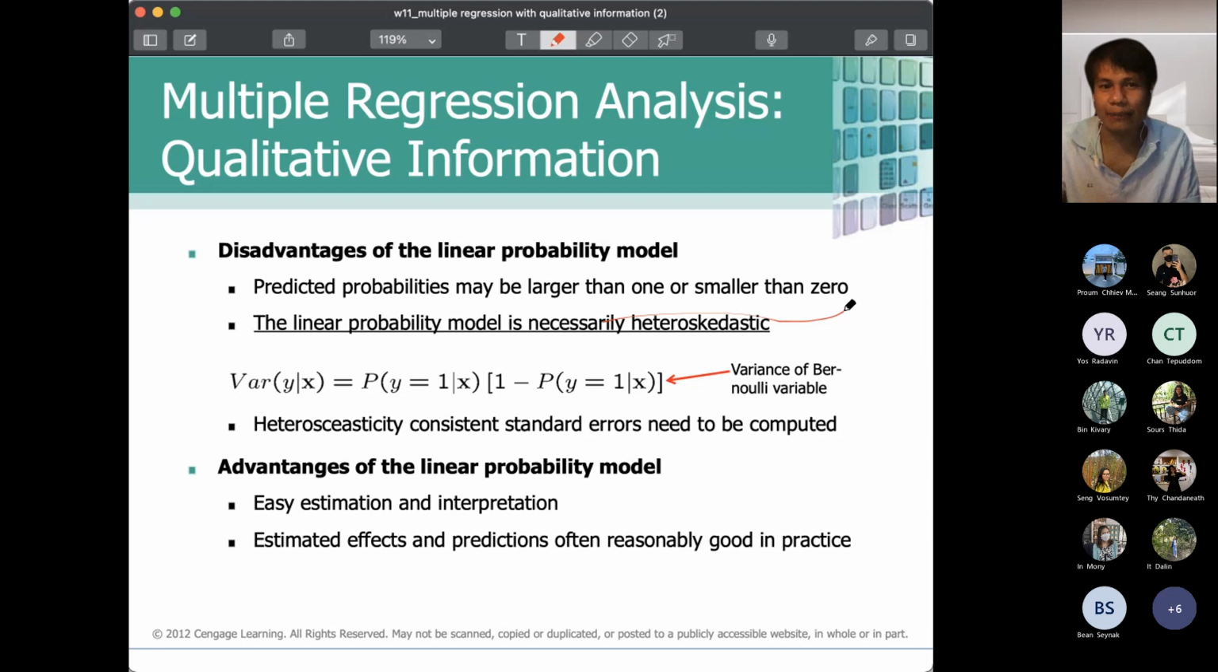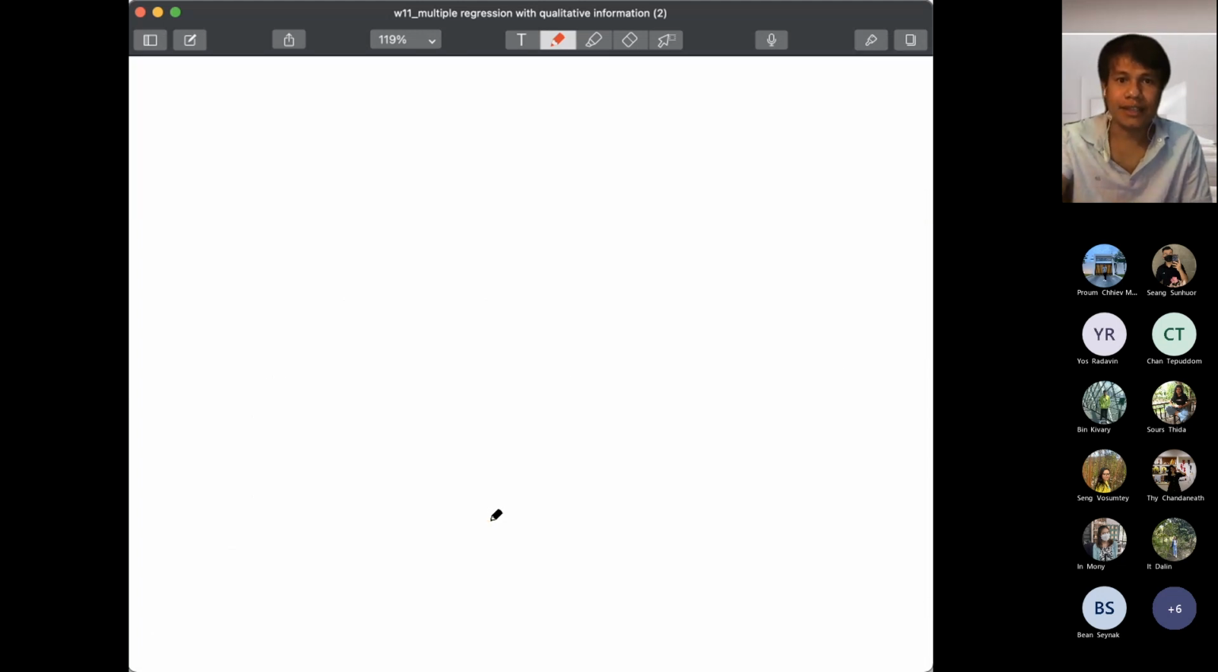The advantage is that the linear probability model is easy to estimate and interpret. Even though the prediction may sometimes be higher than 1 or less than 0, it is normally reasonably good practice. You don't have to worry about this. So that is all for the lecture on multiple regression with qualitative information.